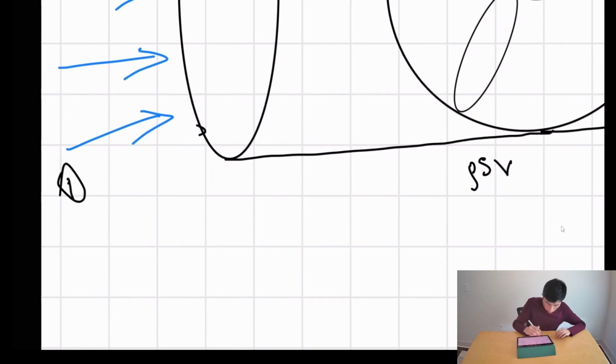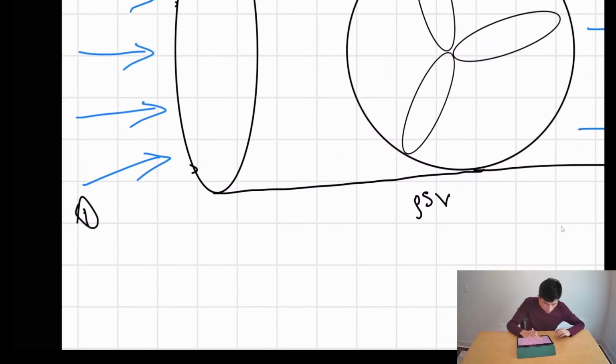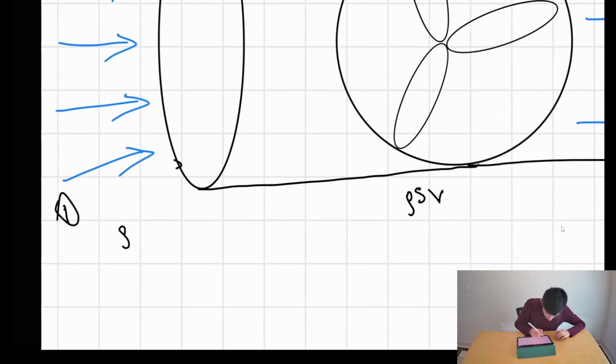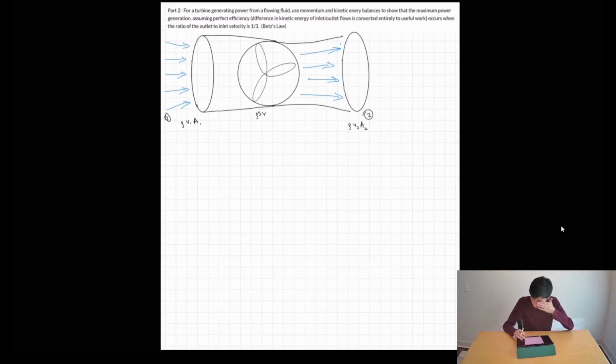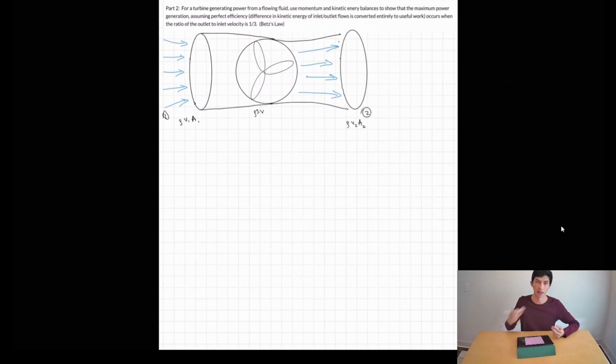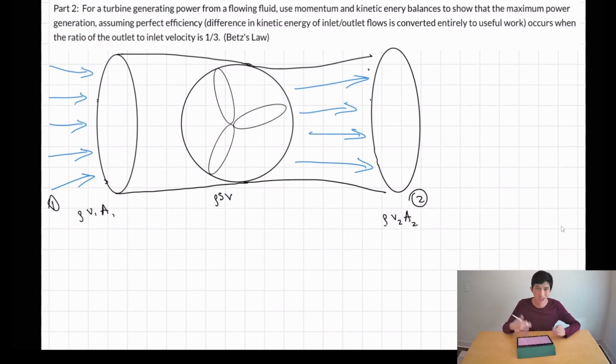And at this particular point, for the flow going into the turbine, it's going to be rho times the velocity 1 times the area 1, right? And here it's going to be rho times the velocity 2 times the area 2. And the density is going to be the same because it's still the air, nothing is changing. Okay, and adjusting the gear.